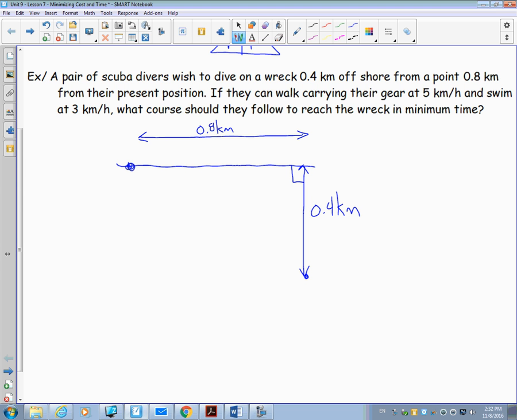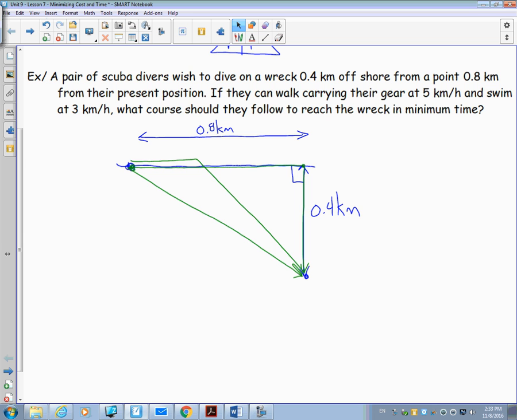So we have some options. We could swim all the way there. We could walk all the way down the beach and then swim out. Or we could walk partway down the beach and then swim out. We want to figure out which of these is the best option, and if so, how far to walk and how far to swim. We can solve all three of those problems simultaneously.